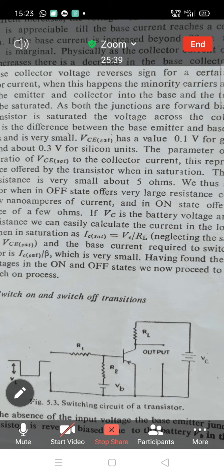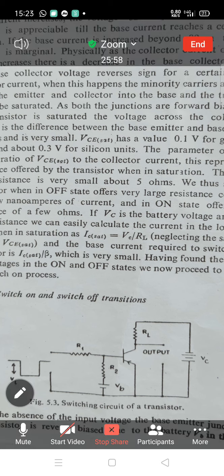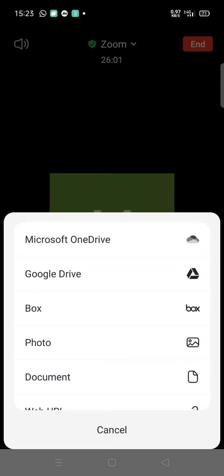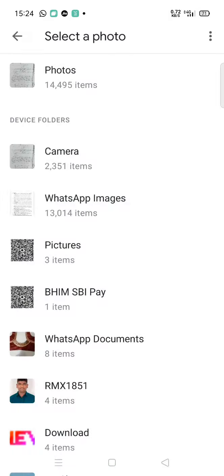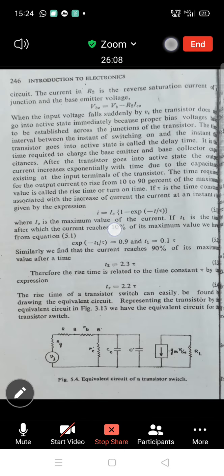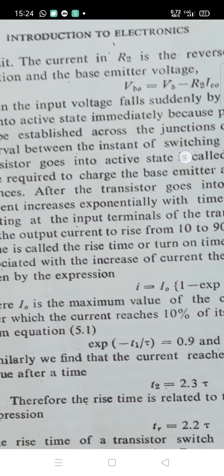So in the absence of the input voltage, the base emitter junction of a transistor is reverse biased due to the battery Vb in the base circuit. The circuit in the R2 is the reverse saturation current of a junction, and the base emitter voltage Vb equal to Vb minus R2 into ICO. I'll just show you. Yes, this is the Vb, which will be Vb minus R2 into ICO.